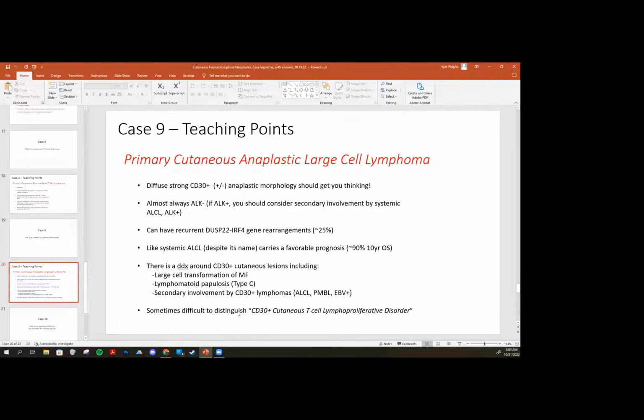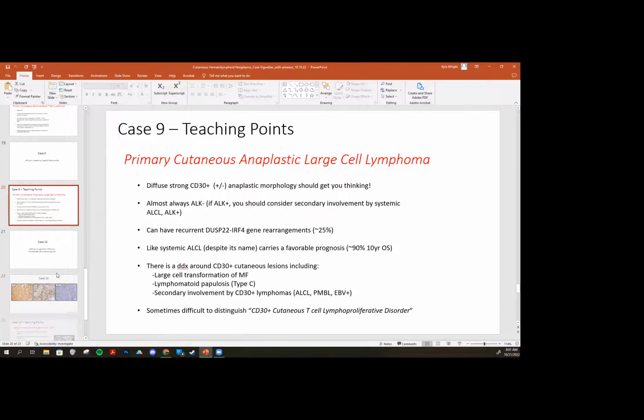And you can get secondary involvement by other CD30 positive lymphomas like ALCL as previously mentioned, primary mediastinal large B-cell lymphoma, and EBV positive lymphomas. And sometimes it's difficult to distinguish between these three, especially if you're getting the initial biopsy without any past history of lesions. So I get a lot of mileage out of CD30 positive cutaneous T-cell lymphoproliferative disorders as a top line, because it does get them what they need in terms of therapy. So it tells them that they can treat with T-cell based therapies or add on brentuximab for the CD30.